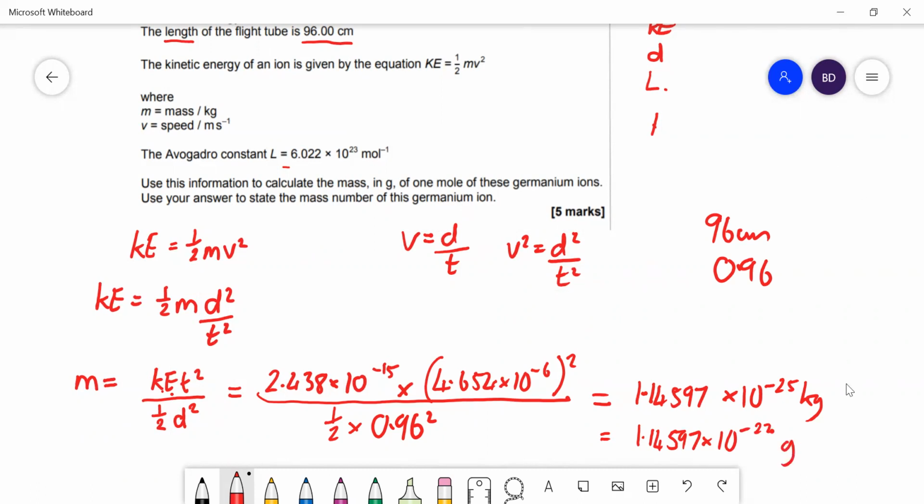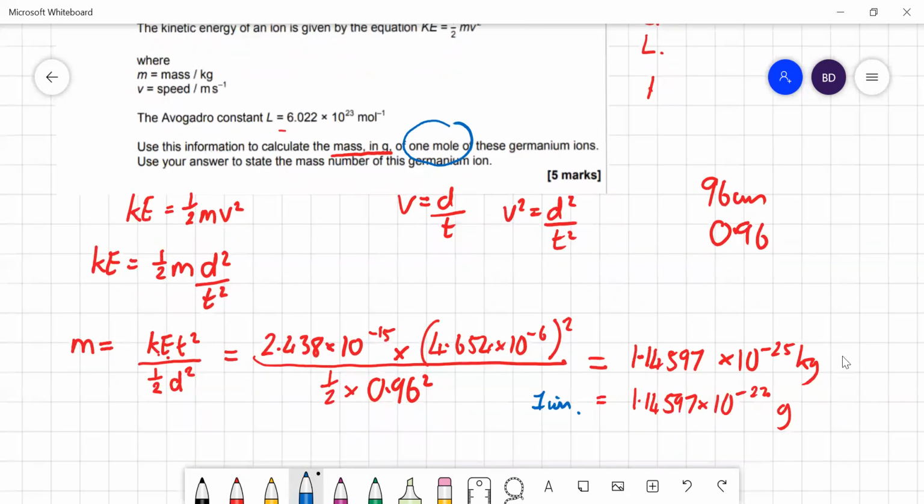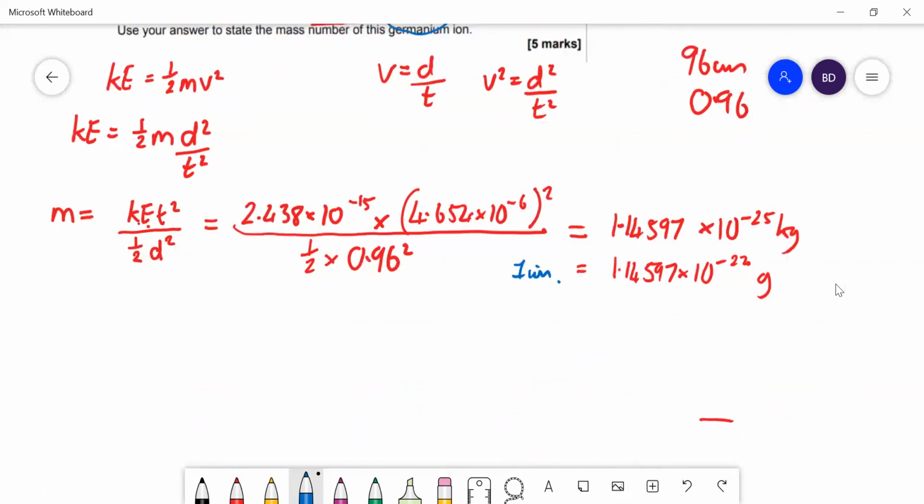Okay, now we're in a position to try. So we know the mass. We've done that first bit. We've calculated its mass in grams of one ion, but we need to find out the mass of 1 mole. Now, if one ion weighs that much, how much does 1 mole weigh? Well, we need to multiply that by the Avogadro constant.